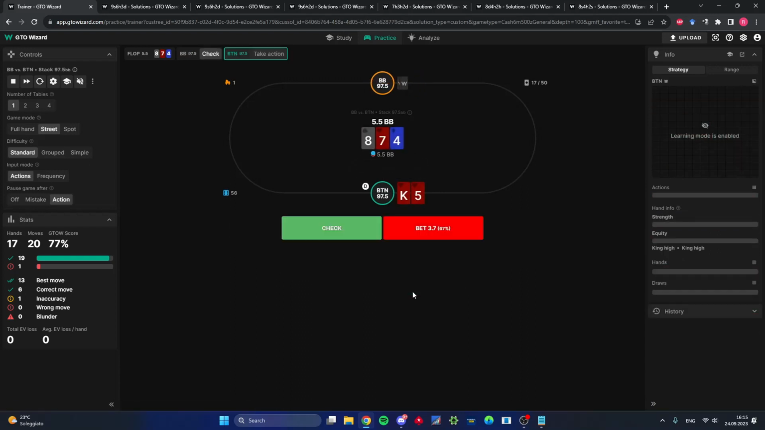Next hand, 8-7-4. That should be something somewhat in the middle, probably around 40% betting frequency. Again, it is connected. There's 4-2 straight possible on the turn. This one is an interesting one because we have the straight blocker, we have the gut shot, we have the overcard with the backdoor flush draw, and we're gonna bet around 40% of the time.